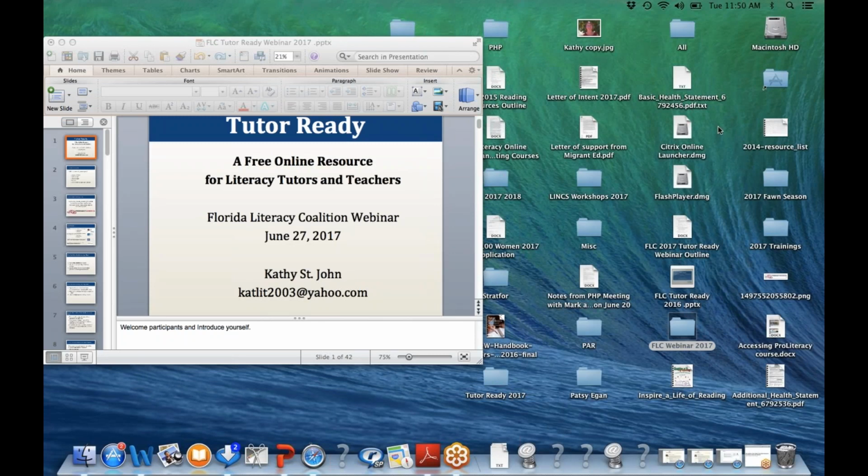That's great. We have found that programs are using this. They're actually assigning some parts of TutorReady and the videos that we'll see in a minute before people even come to the initial tutor training, or as homework during the tutor training, or as in-services. So it's never meant to replace face-to-face trainings. It's meant to supplement, augment and complement.